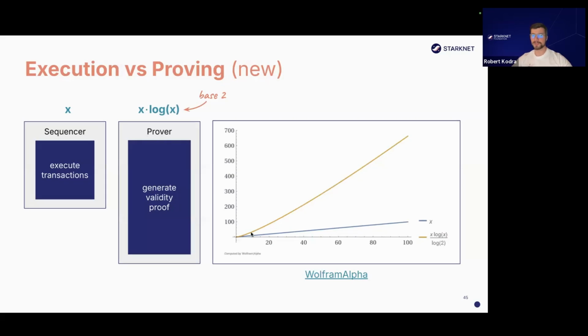We can see on the chart that the orange line, the amount of work the prover does to generate the proof, grows at a much faster pace than the amount of work done by the sequencer. This is a bit problematic, because it takes quite a lot to generate the validity proof. It introduces new challenges, such as needing a more powerful computer for the prover to keep up with the load from the sequencer.